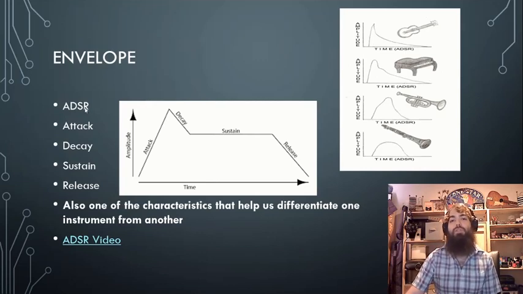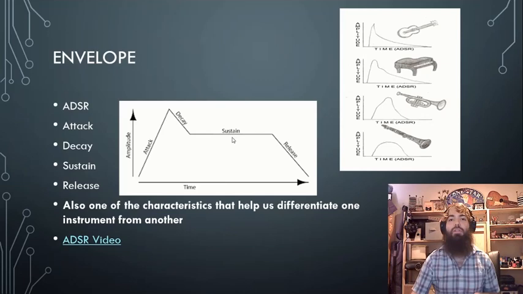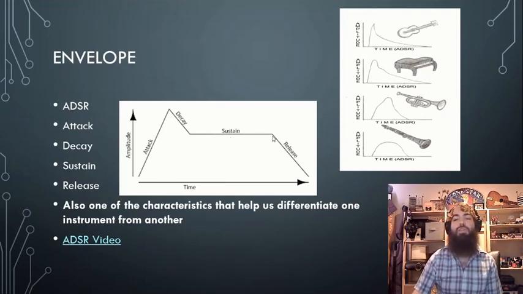A couple of these are actually time relationships. Attack is the amount of time it takes for your signal to go from nothing to its loudest amplitude. That's your attack time. Decay is how long it takes to get from that peak amplitude down to what they call the sustain level. The sustain level is based on amplitude, and it's just a volume at which the instrument starts to level out for a little bit before it is released. And release, again, is time. It's the amount of time it takes to go from that sustain level back down to nothing.